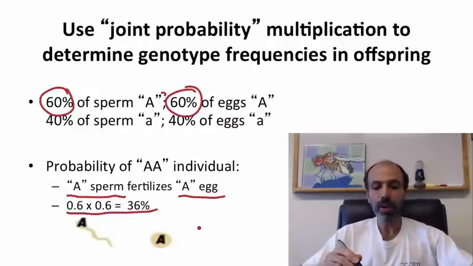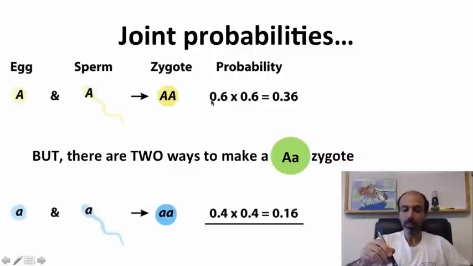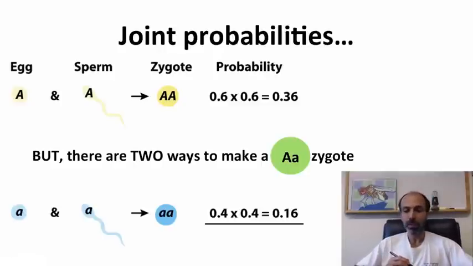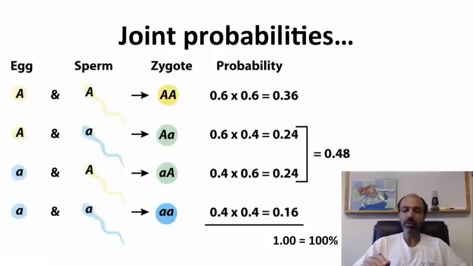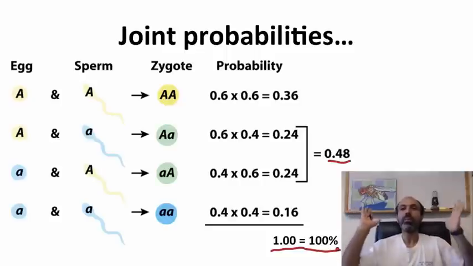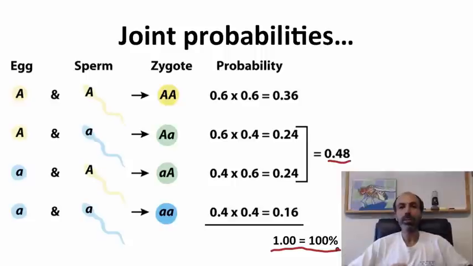We can do this for all possible individuals. So here, 0.6 times 0.6 is 0.36. For little a, it's 0.4 times 0.4, so that's 0.16. But there's two different ways you can make a heterozygote, right? You can have a big A egg and a little a sperm, or a little a egg and a big A sperm. So each of those is 0.6 times 0.4, or 0.24 twice. That comes out to 0.48. And again, as we expect, we can add all these up. It comes out to 1.0, or 100%. So we're assuming here that the gametes just come together completely randomly based on their proportions in the population, which is an assumption we'll come back to, and that's relevant to Hardy-Weinberg.